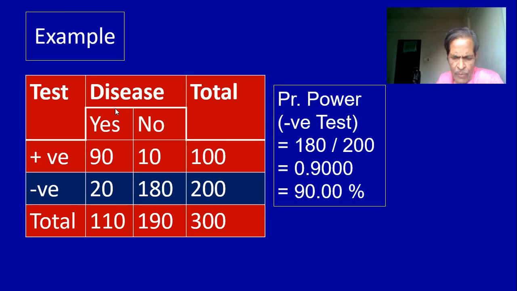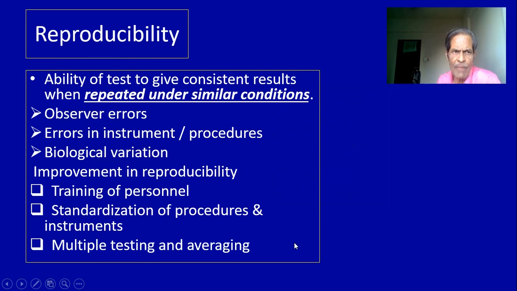Then how do we calculate the predictive power of the negative test? For this we will utilize the values in this particular row. So it is given by 180 divided by 200, so 0.9 is the predictive power of the negative test.